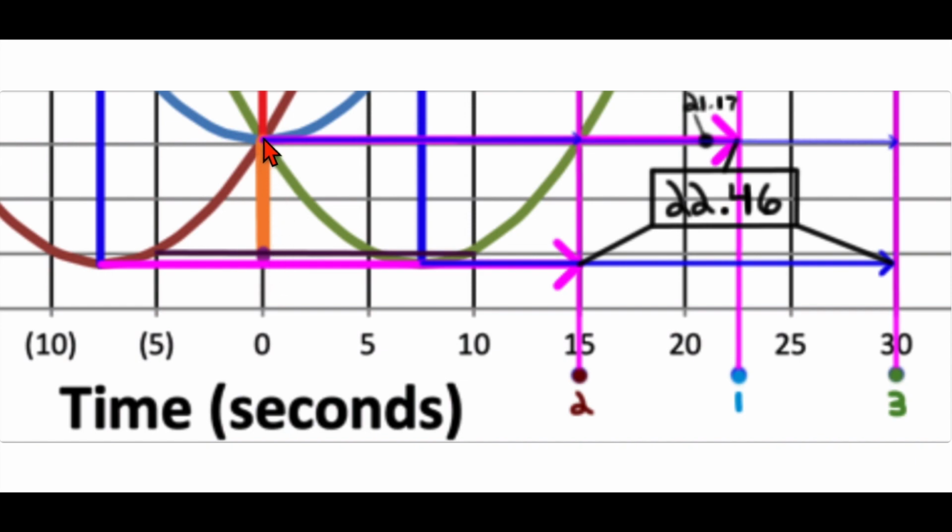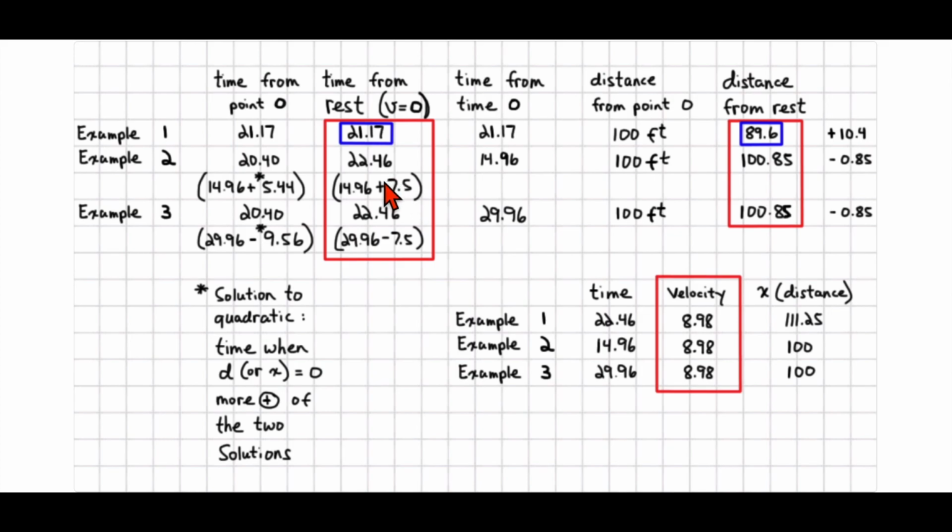From rest, for example 1, it takes just this 21 and 1700 seconds, because it's traveling a shorter distance, to get 100 feet from point 0. So for example 2, you have to add that 7.5 seconds. 100 feet from point 0, 185 hundredths feet from rest. For example 3, you have to subtract that 7.5 seconds. 100 feet from point 0 and 185 hundredths feet from rest.